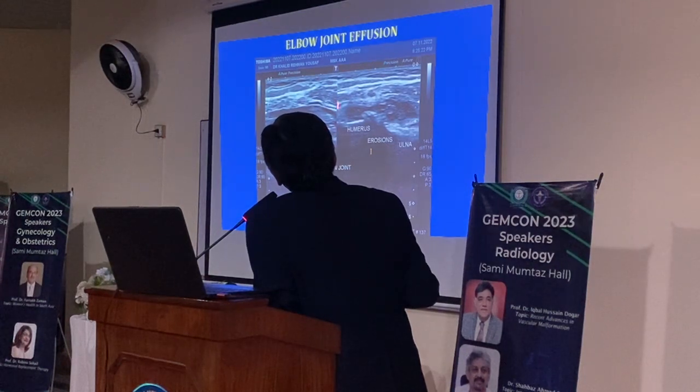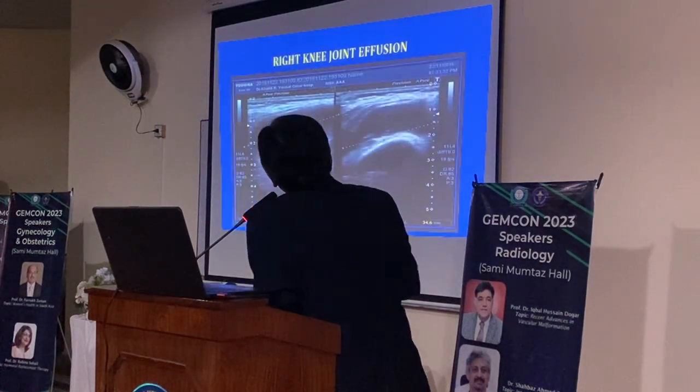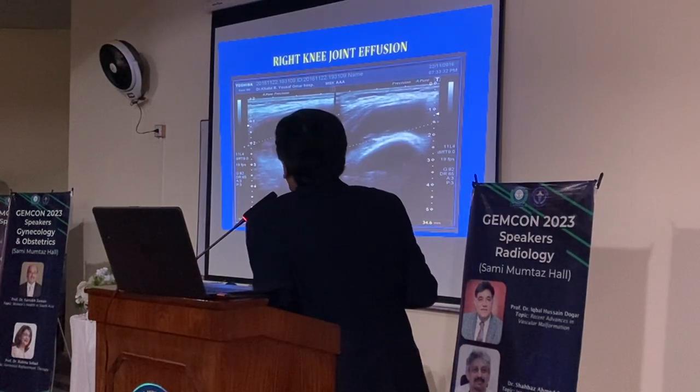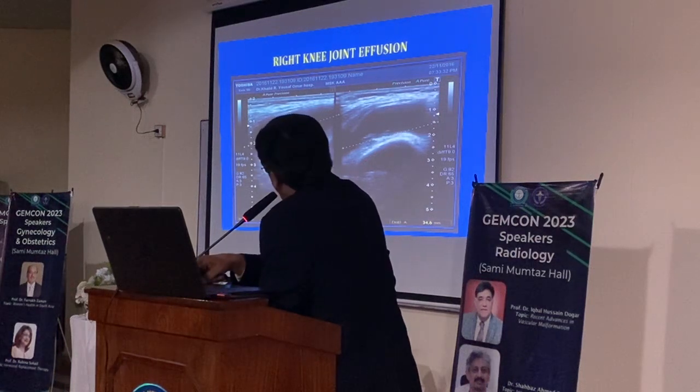Elbow joint here, yes, this is one of the cases. So we have fluid here, this is the humerus, this is the elbow joint, and this is the ulna. We see fluid here. The patient is complaining of pain after some intervention, and there is an effusion in the form of pus, which is aspirated. This is one of the cases where we see a collection in the elbow joint. Knee joint fluid, we come across daily. We see fluid manifested in the suprapatellar bursa. It's very nice to see. We can aspirate under ultrasound guidance if needed.